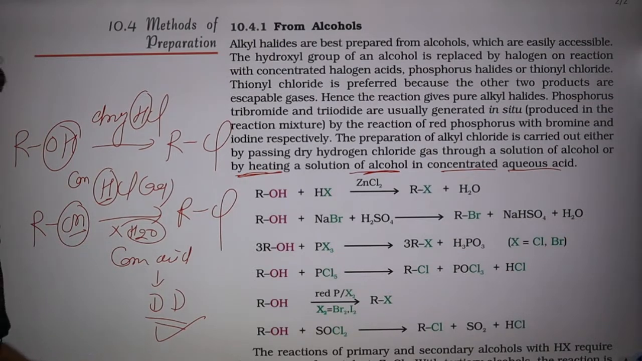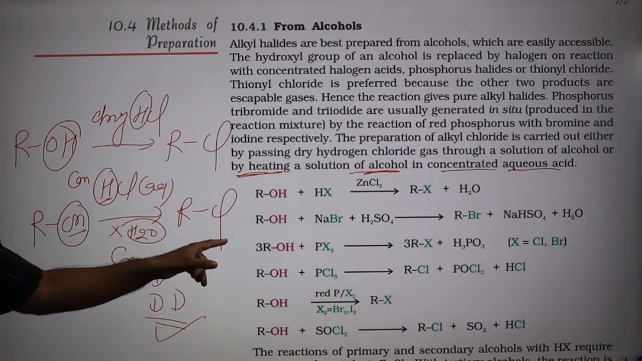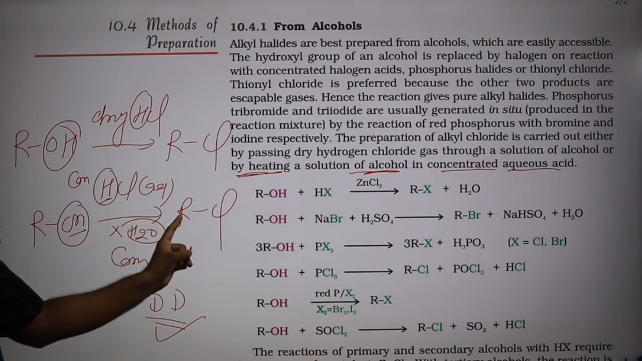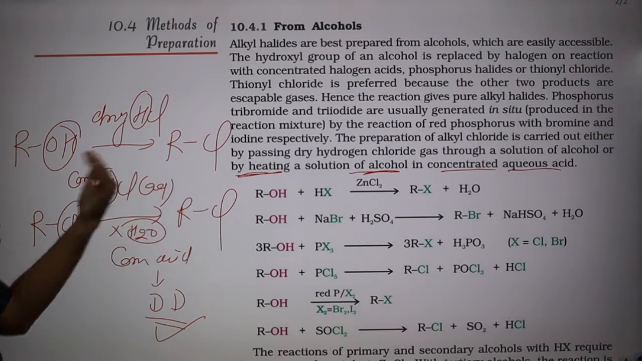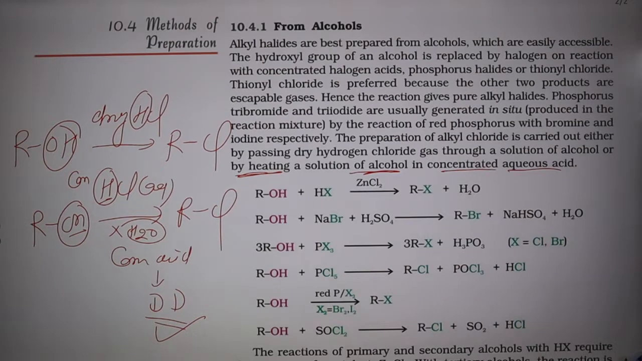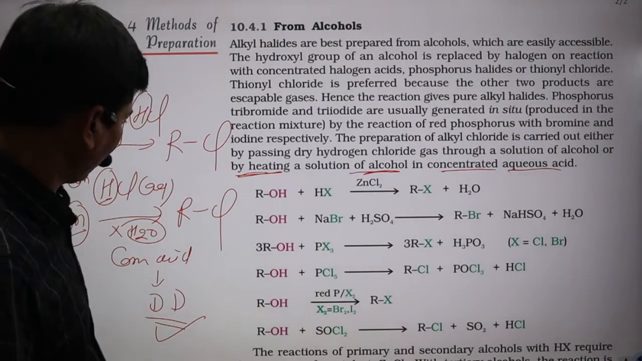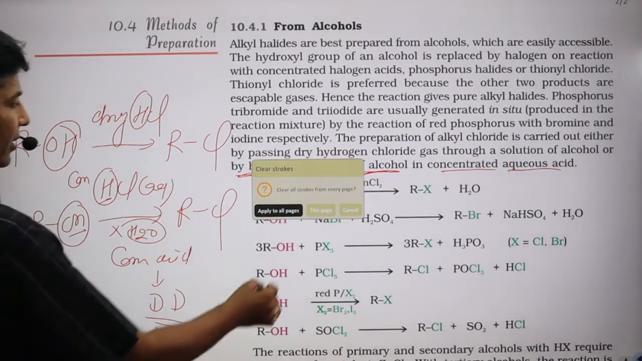And if we do not use concentrated HCl, whatever water molecule is formed here will react with the alkyl halide, and the reaction will go in the backward direction. So this is the reason we use a dehydrating agent. We maintain a concentrated solution. Okay, this part is very clear. Next we have the chemical reactions.